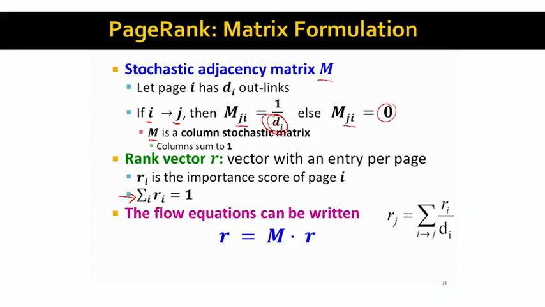So now what is interesting is that we can take our flow equations, our basic equation, and write it in terms of the matrix M and the vector R. So we can write it as rank vector R equals the matrix M times the vector R again. So now we basically have a big system of equations, right? M is fixed, and we want to figure out what are the values of R.